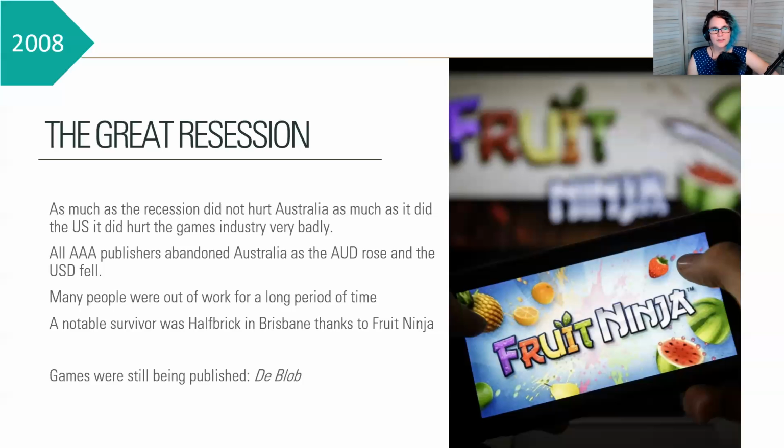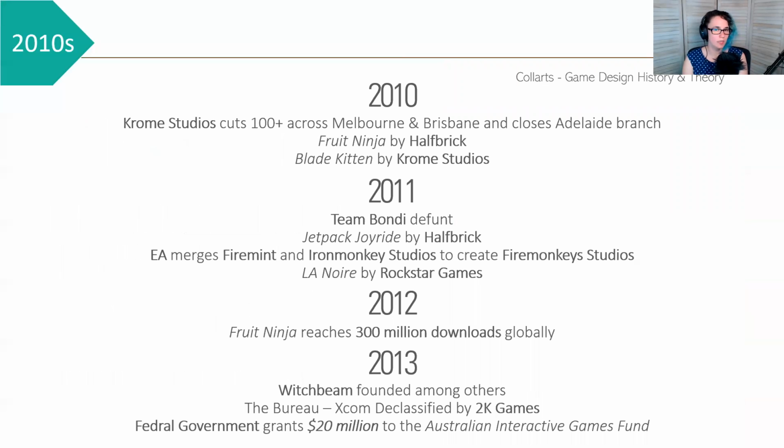In 2008, also, The Blob, which was a very good game, really good game, came out and helped prolong the life of its studio. So yeah, Half-Brick was the notable survivor. What with Fruit Ninja getting launched in 2008 as well, or no, 2010. And that helped cement them as the games studio in Australia, and helped, I suppose, pave the way for mobile gaming in Australia.